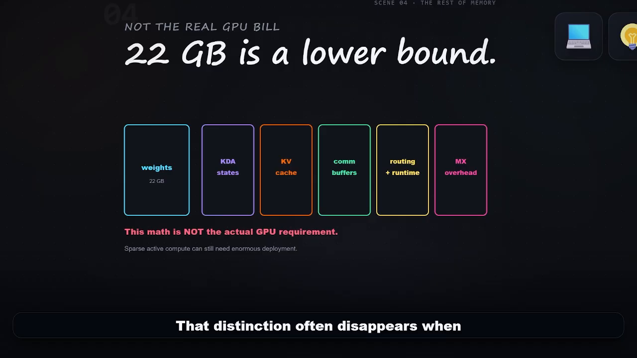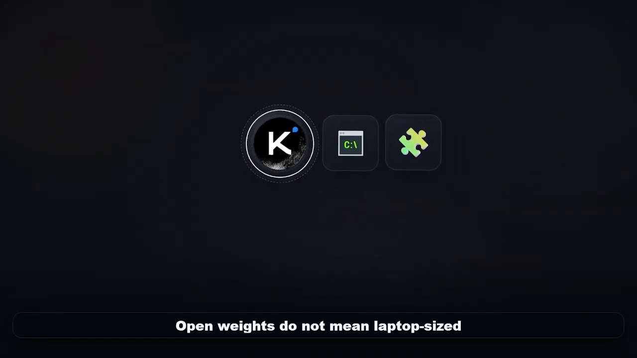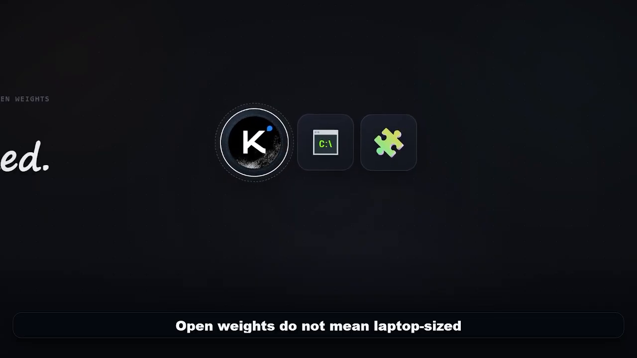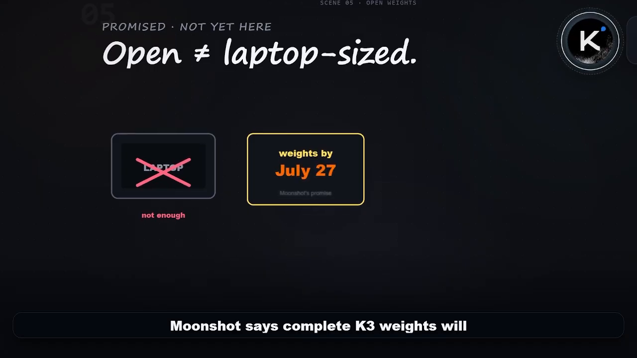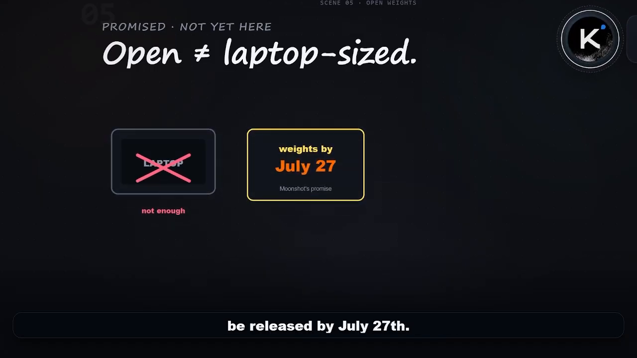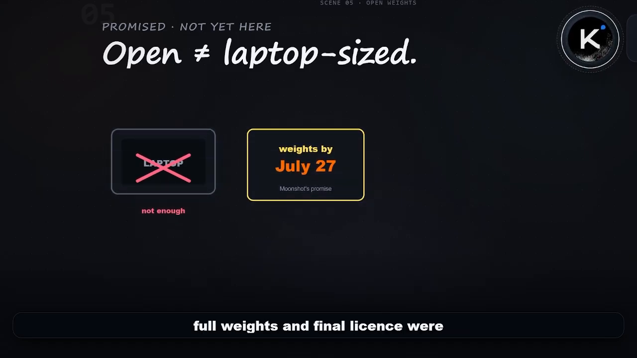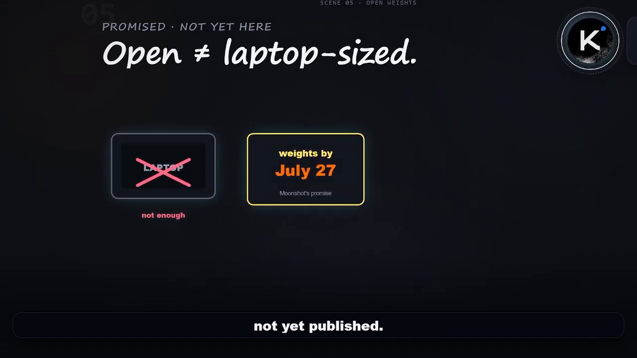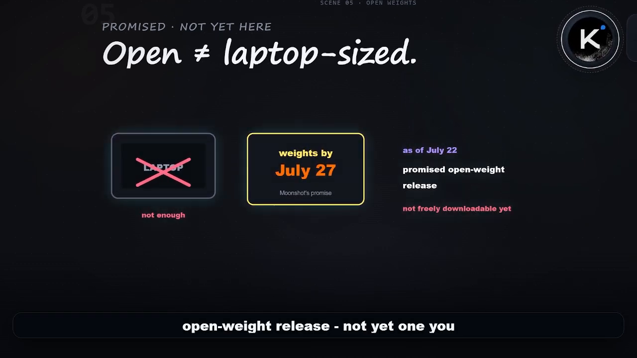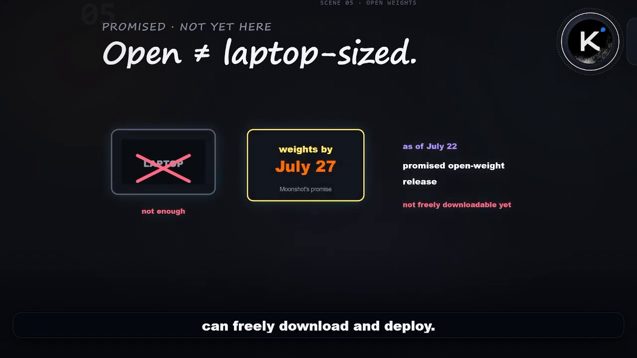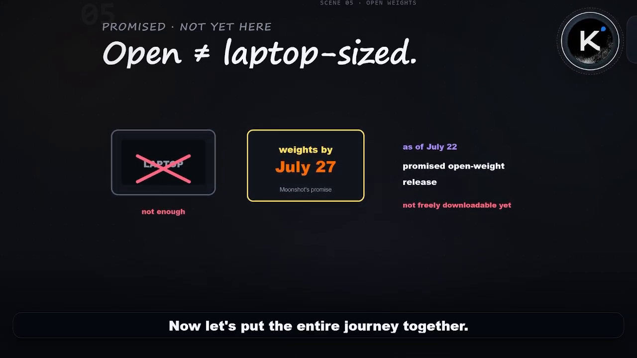This is the distinction that often disappears when people discuss open models. Open weights do not mean laptop-sized hardware requirements. Moonshot says the complete Kimi K3 weights will be released by July 27th. At the time this script was prepared, July 22, the full weights and final license had not yet been published, so the accurate description today is that K3 is a model with a promised open weight release, not yet a model that anyone can freely download and deploy.